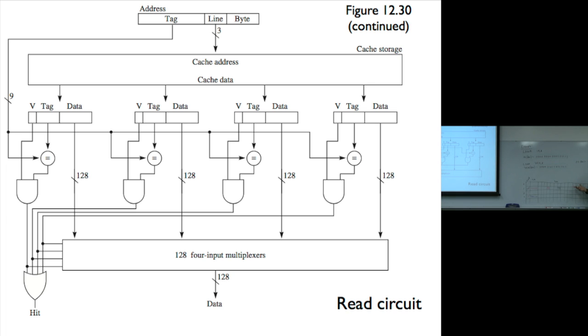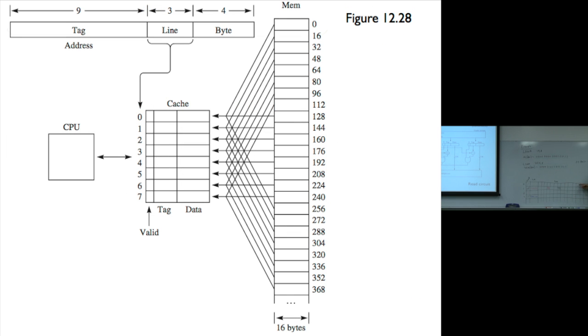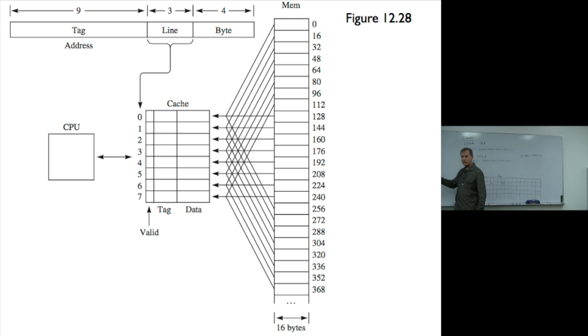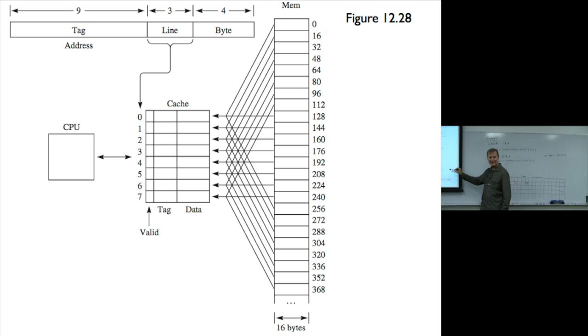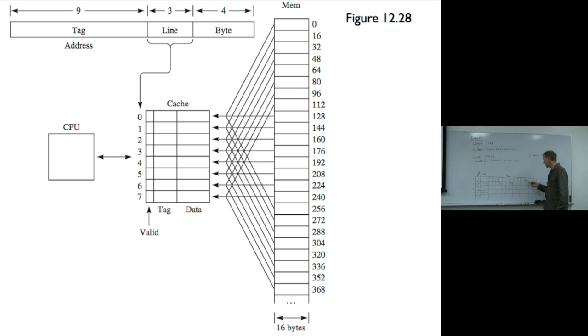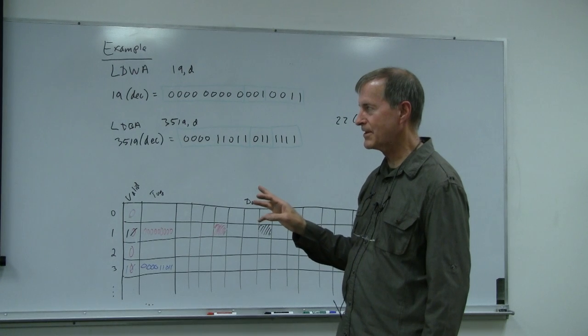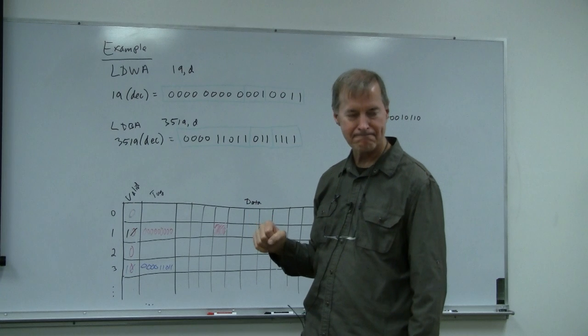Well, let's come back to this direct mapped cache. How many bits are in one whole line here? Now, okay. So why are there 128 four-input multiplexers? Because each part of the data has 128 bits. And why 128 bits? Because we said there were 16 bytes in a line, and 16 times 8 is 128. Does everybody see how that works? And so there you have it, the read circuit.